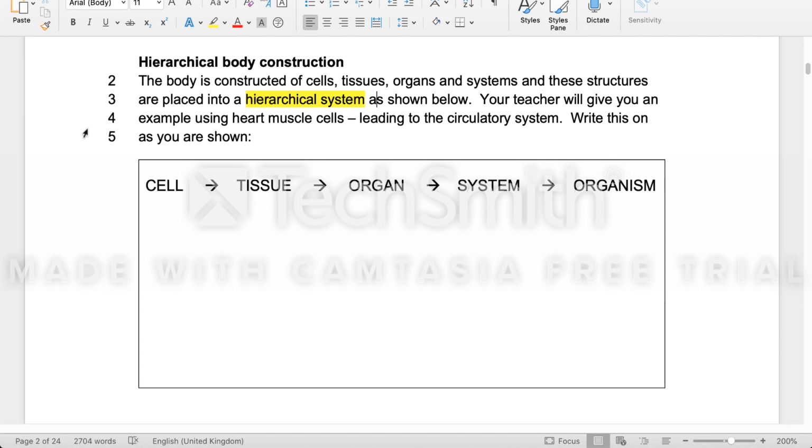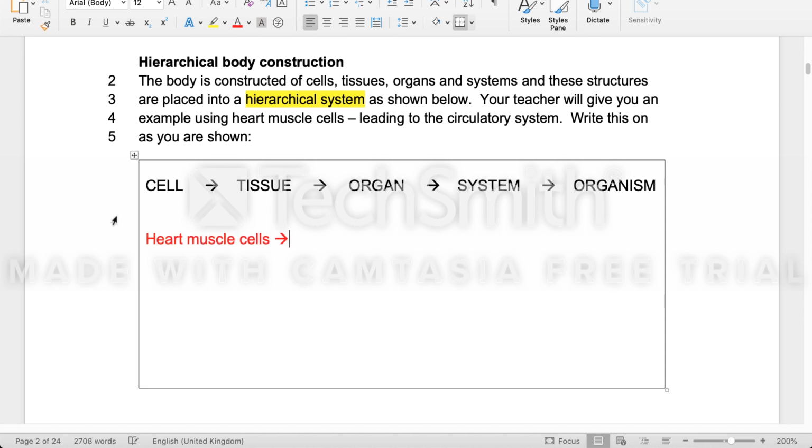So your teacher will give you an example using heart muscles leading to the circulatory system. Okay, write this on this page right here as you are shown. What I'm going to do is, again, make these annotations in red so that you know exactly what you have to put in your booklets. All right, so we're going to start with the heart muscle cells.